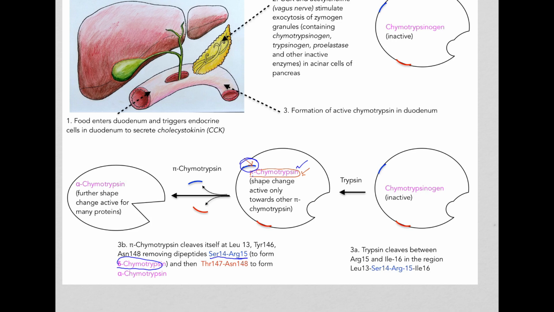So that forms delta chymotrypsin. And then it will also remove this fragment here, this dipeptide, threonine 147, 148, and that forms alpha chymotrypsin. And once alpha chymotrypsin is formed, it will have its own unique shape, and this alpha chymotrypsin will now be able to break down the several proteins that you find in your food.